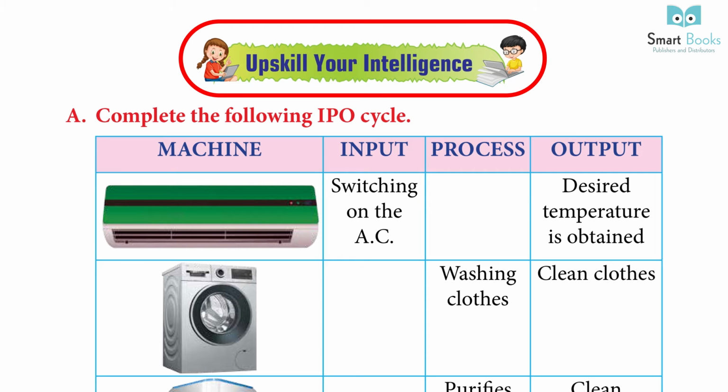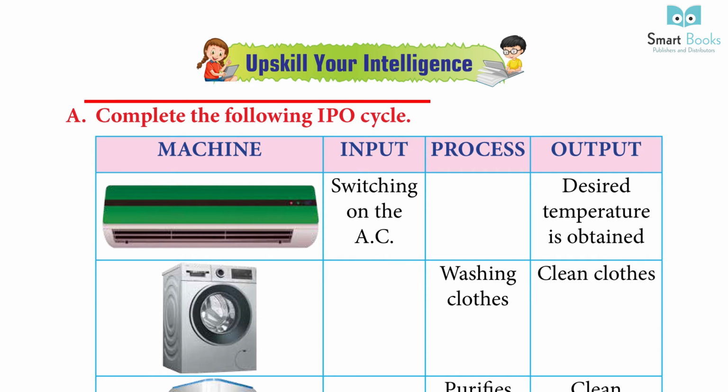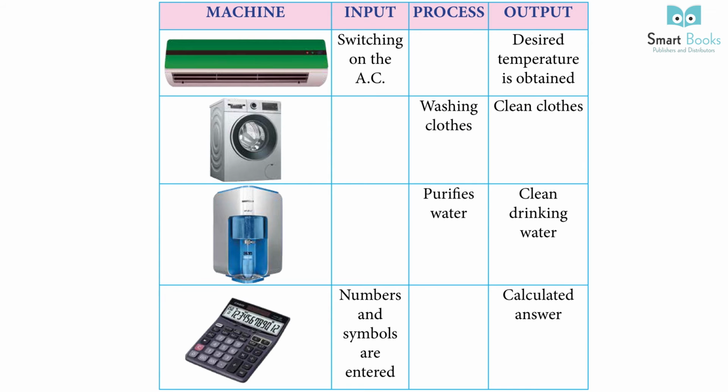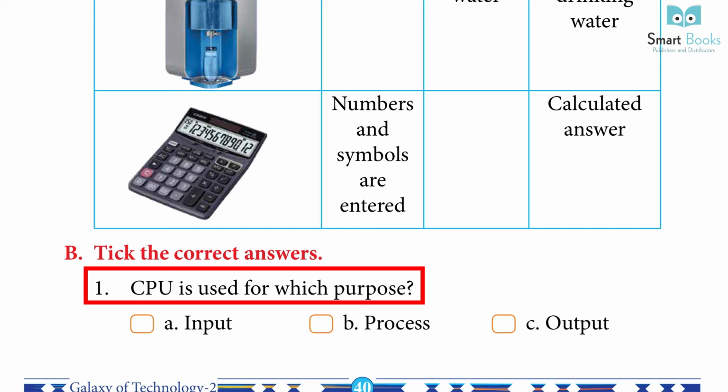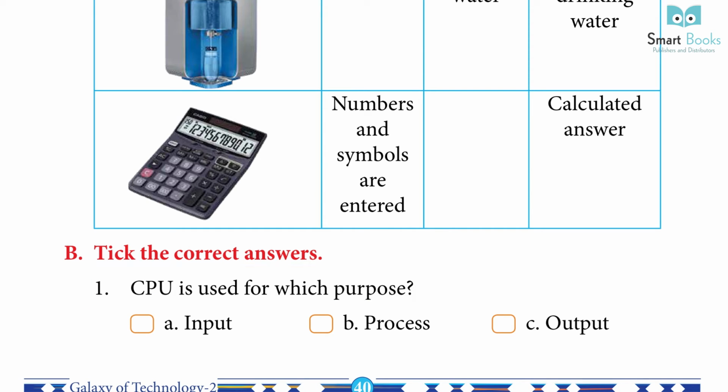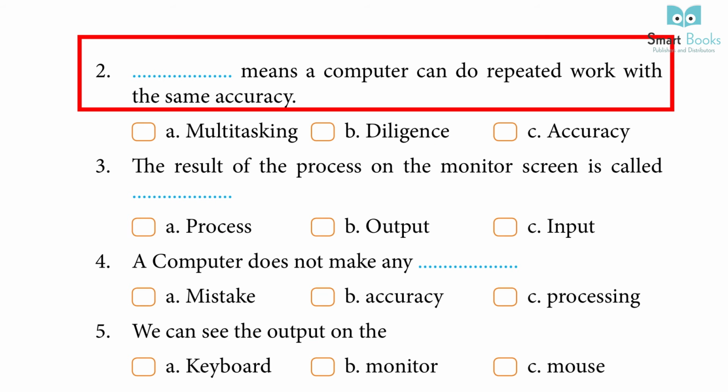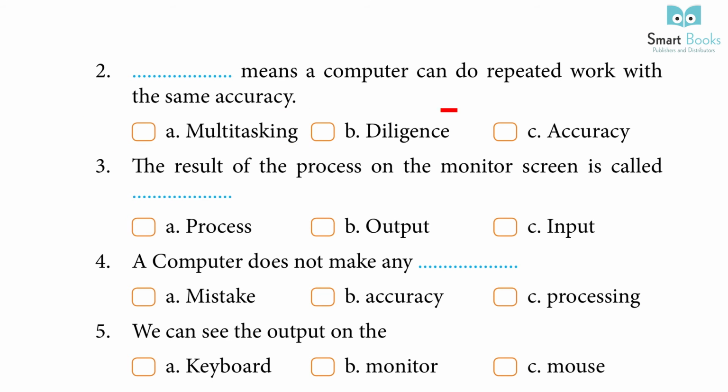Upskill your intelligence. A. Complete the following IPO cycle. Answer. Do it yourself. B. Tick the correct answers. 1. CPU is used for which purpose? A. Input. B. Process. C. Output. Answer. B. Process. 2. Dash means a computer can do repeated work with the same accuracy. A. Multitasking. B. Diligence. C. Accuracy. Answer. C. Accuracy.